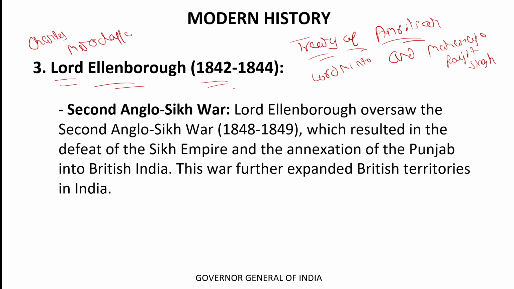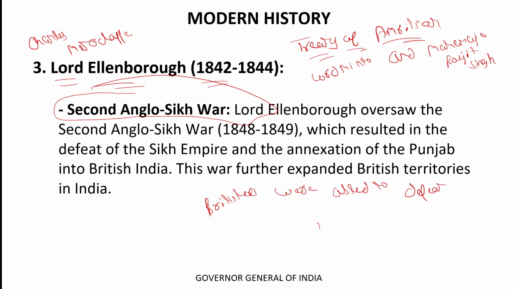But when Maharaja Ranjit Singh died, there were tensions between the Britishers and the Sikh Empire. This tension resulted in the Second Anglo-Sikh War. In this war, the Britishers were able to defeat the Sikh Empire, and by defeating it, they started annexation and acquiring new territories.